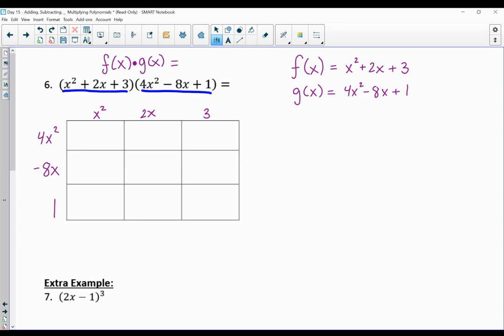That means I'm going to have 9 terms. I'd much rather just use the box method, keep it all organized, and use my diagonals as the like terms. I think it's just smoother. If you like to do it the distribution method, that's totally fine.